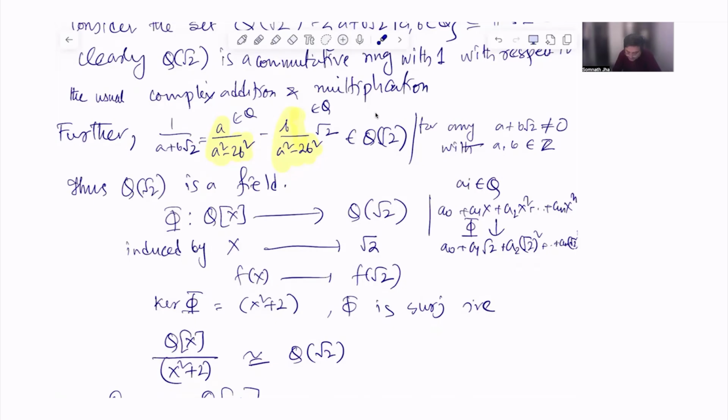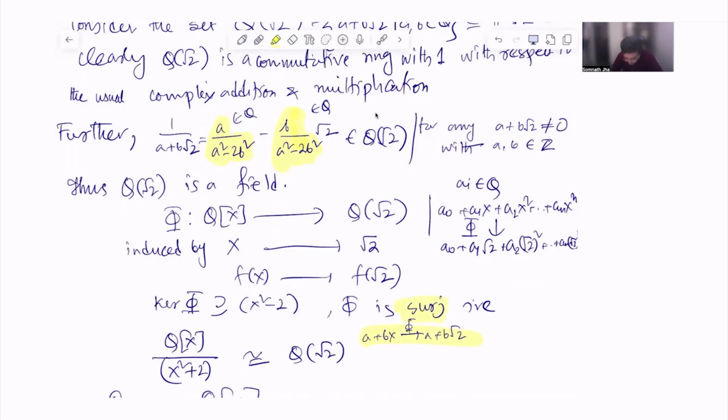So if x goes to root 2, then x squared goes to 2, or x squared minus 2 goes to 0. So any multiple of x squared minus 2 will go to 0, and so x squared minus 2 is contained inside the kernel. So the kernel contains the ideal generated by x squared minus 2. And this homomorphism is also surjective because a plus b root 2 is captured by a plus bx under phi. So that's why this map is surjective.